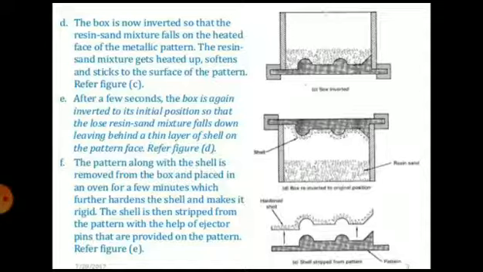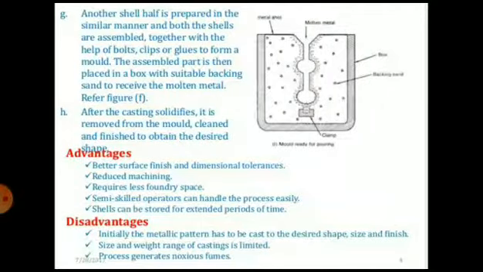Step number 4, shell removed from the pattern. In the bottommost diagram, you can see the shell that is formed over the pattern being removed. The shell is removed from the pattern with the help of ejector pins which pass through the pattern. So some ejector pin arrangement is made in the pattern to remove the shell. In the next step, step number 5, curing the shell. The shell is heated in an oven and cured for about 1 to 3 minutes at 300 degrees Celsius to 400 degrees Celsius.